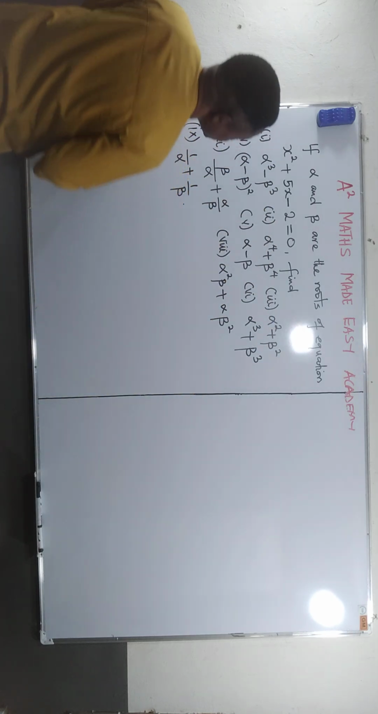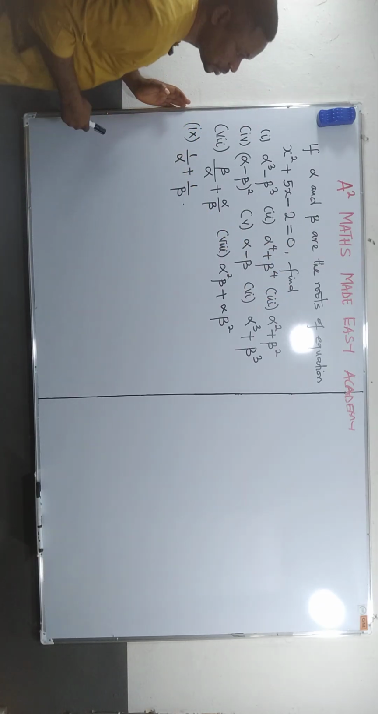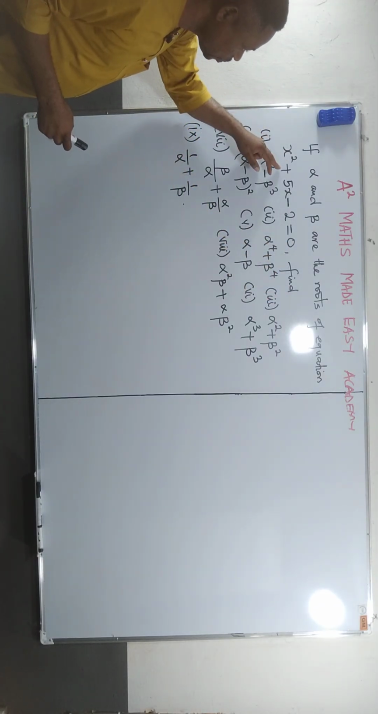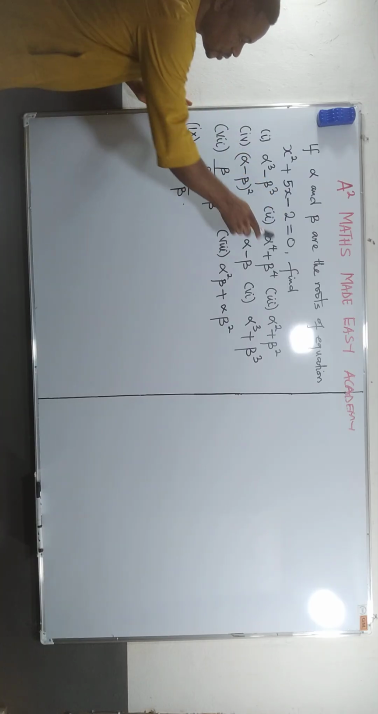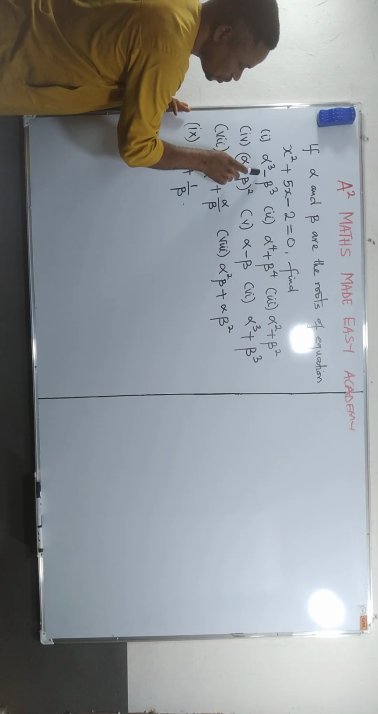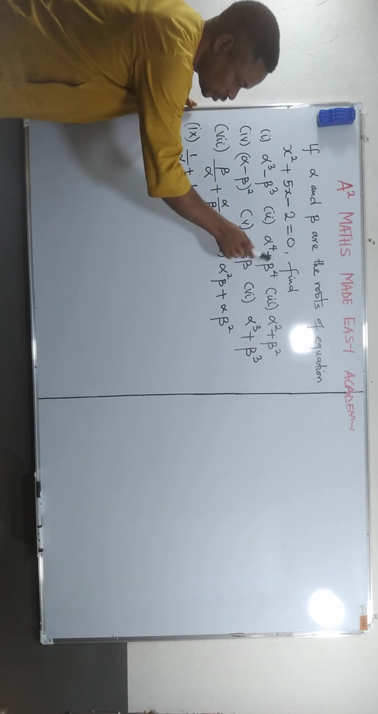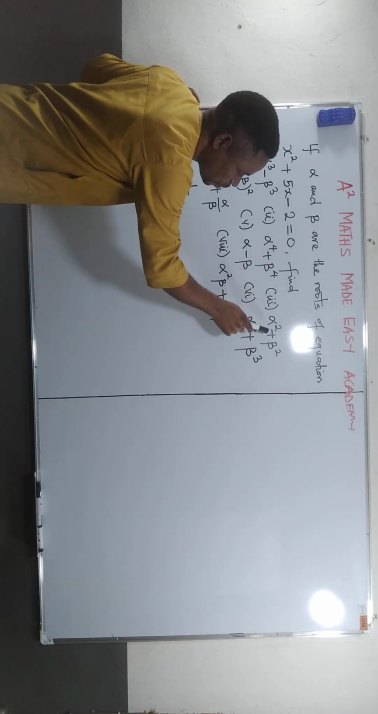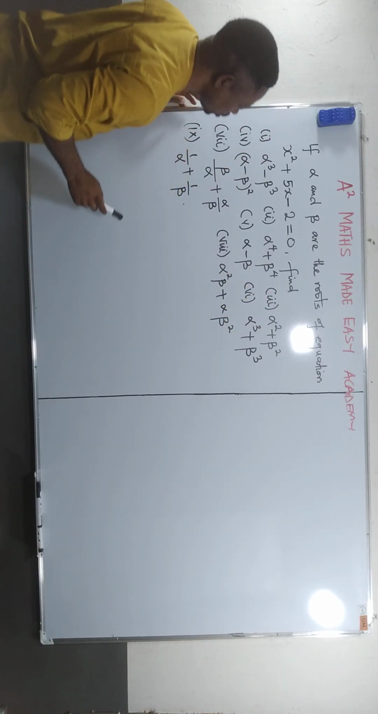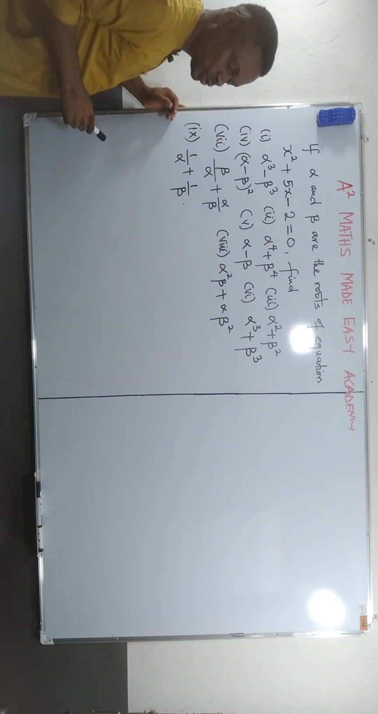Now this is the question. The question says, if alpha and beta are the roots of the equation x squared plus 5x minus 2 equals 0, find (i) alpha cube minus beta cube, (ii) alpha raised to power 4 plus beta raised to power 4, (iii) alpha raised to power 2 plus beta raised to power 2, (iv) alpha minus beta all squared.